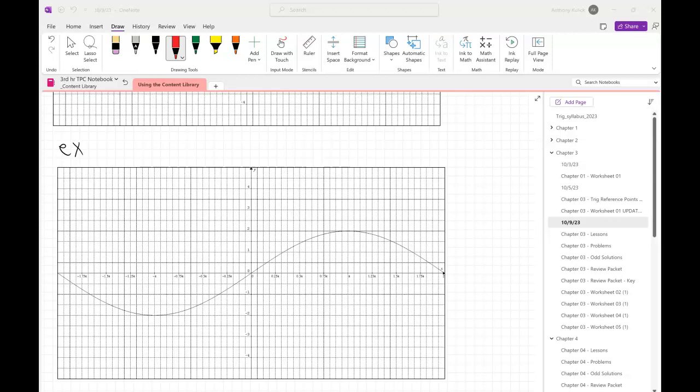So if I take a look at this graph, this is clearly some sine or cosine function, right? Because it looks like a wave. First thing I want to do is identify where the midline is. So if I look at this graph, where does it appear the midline is? At the x-axis, great. So that means that the midline is y equals 0. And that in turn tells me, since the midline is y equals k, that k is equal to 0.